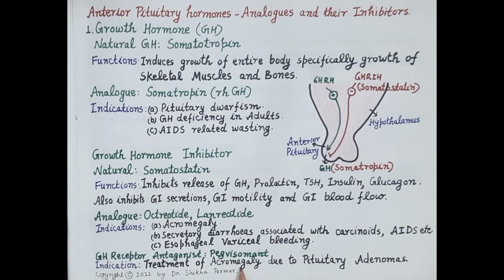Now, as we know, acromegaly in adults is caused because of the excessive secretion of growth hormone. Here, excessive secretion of growth hormone is caused because of pituitary adenomas. Pituitary adenomas are benign tumors of the pituitary gland that produce excessive amounts of growth hormone. So, pegvisomant is useful in the treatment of acromegaly due to pituitary adenomas. So, this is in brief on growth hormone, its analogs and also its inhibitors, namely octreotide and lanreotide.